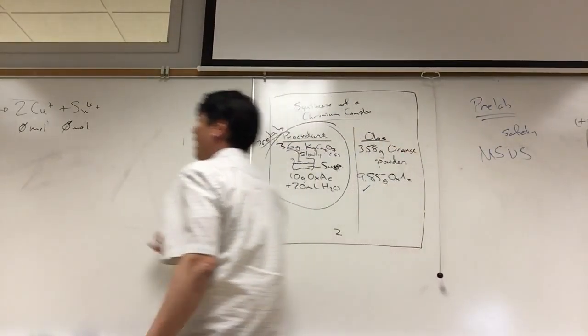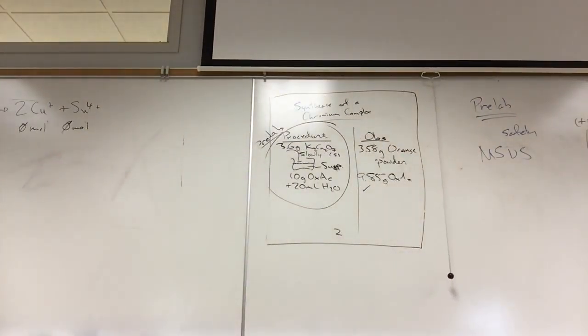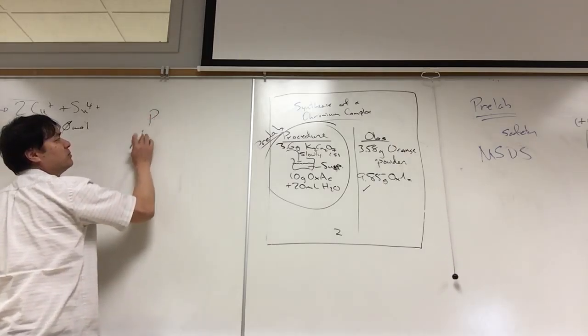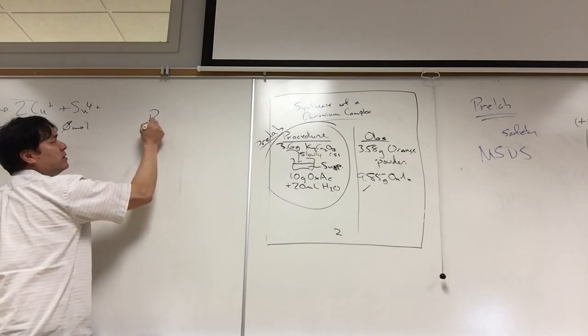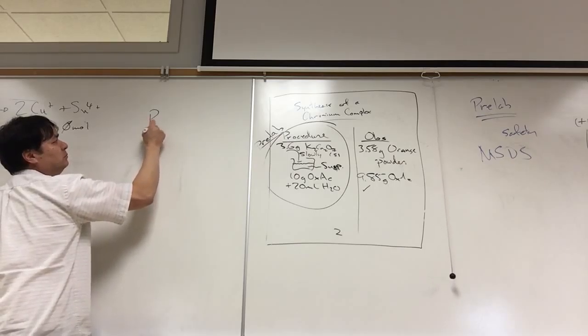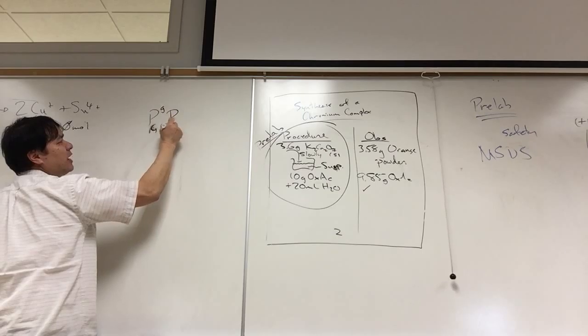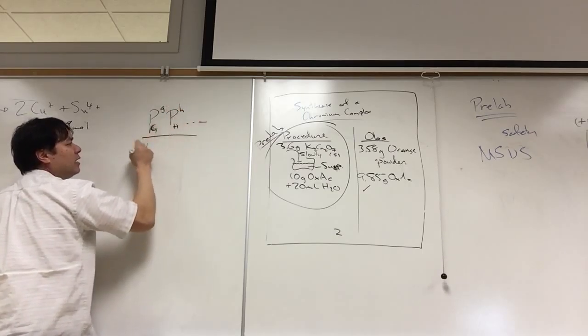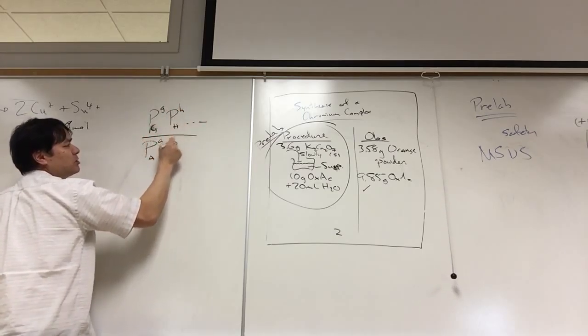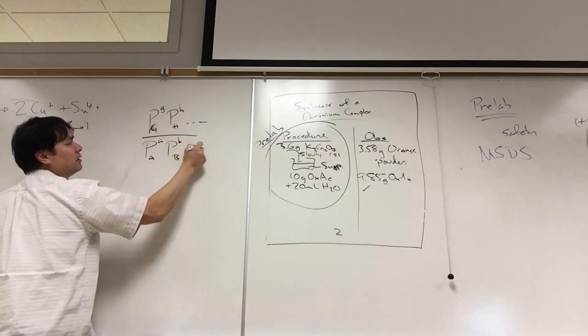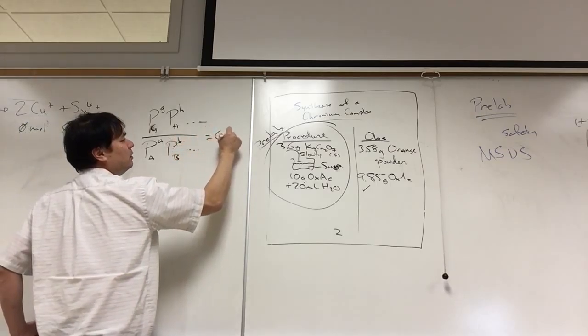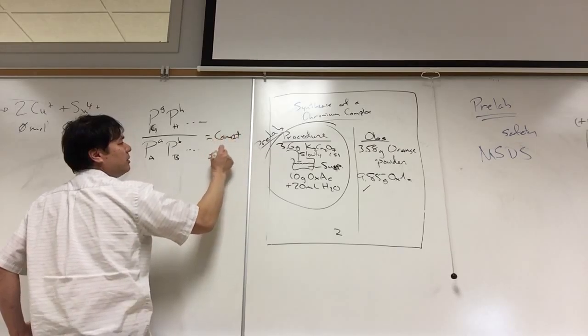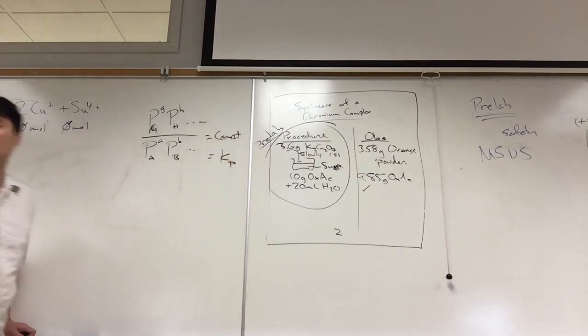Well, that's fine if we have aqueous solutions, but we don't always have aqueous solutions. What else do we have? We have gases, right? For gases, you could use molar concentration, or you could use this. This is another pattern that's observed. The pressure of G raised to little g, the pressure of H raised to little h, dot, dot, dot, divided by the pressure of A raised to little a, the pressure of B raised to little b, dot, dot, dot, is equal to a constant as well. And this constant we call Kp.